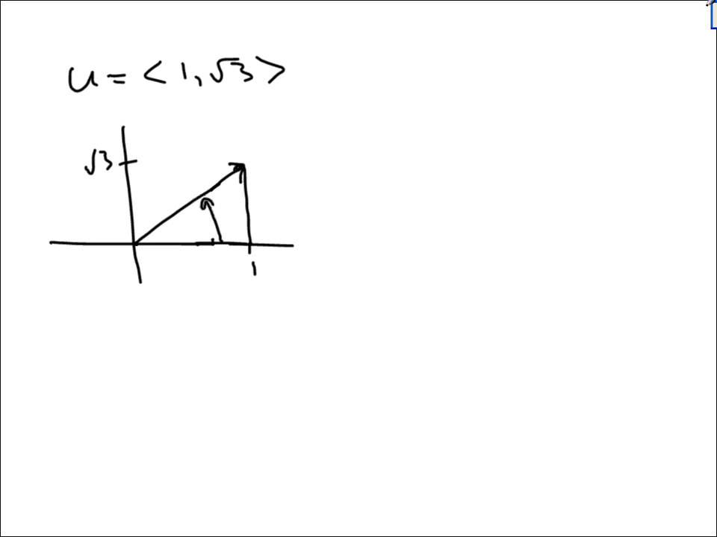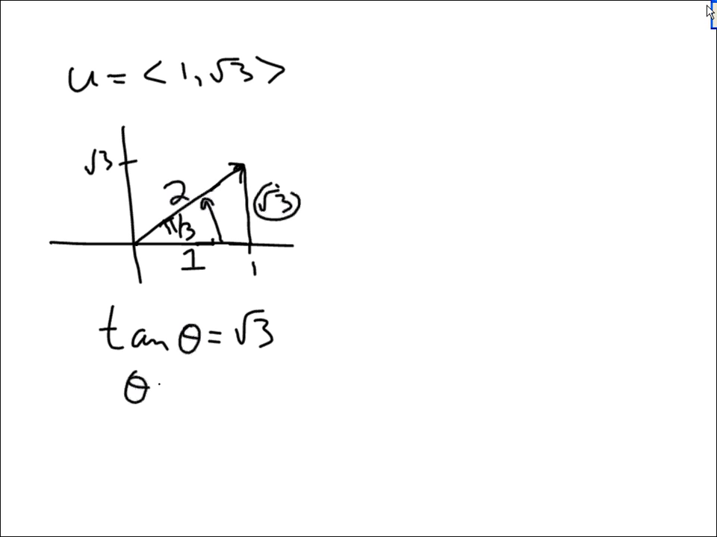Well, you know that this is square root of 3 and this is 1. So you should recognize this as a special right triangle where this angle is 60 degrees, that is pi over 3. Or you can say the tangent of the angle is square root of 3 over 1, which is square root of 3, and the angle is the tan inverse of the square root of 3.